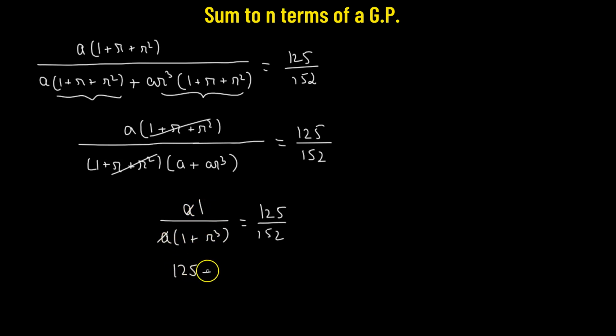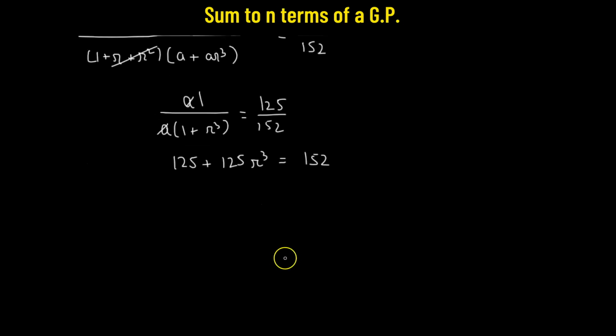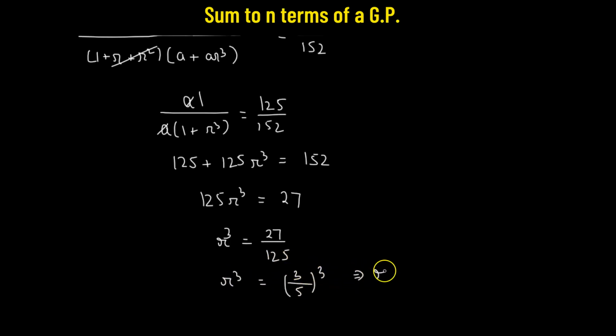So we have 125 plus 125 r cubed equals 152, which is going to give us 125 r cubed equals 152 minus 125, so that's 27. So r cubed will be equal to 27 divided by 125. Now 27 is actually the cube of 3, and 125 is the cube of 5. So we have 3 over 5 whole cubed. Solving for r, or taking the positive cube root, r, the common ratio, is going to be 3 over 5.